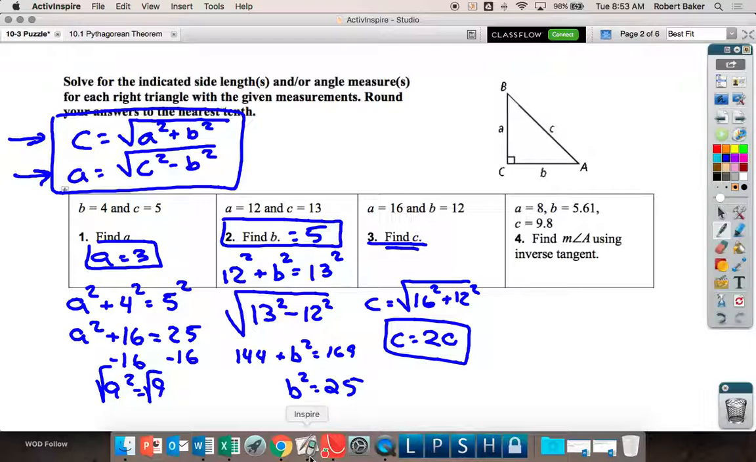All right, so here's where we have this thing. I have to write this down or I'll never remember. It says that A is 8, that B is 5.61, and C is 9.8. And we're trying to solve for A right there. We're trying to solve for the degree measure of angle A.